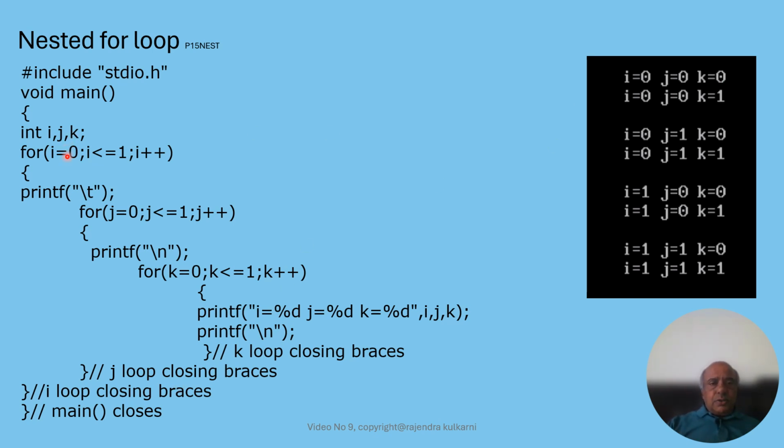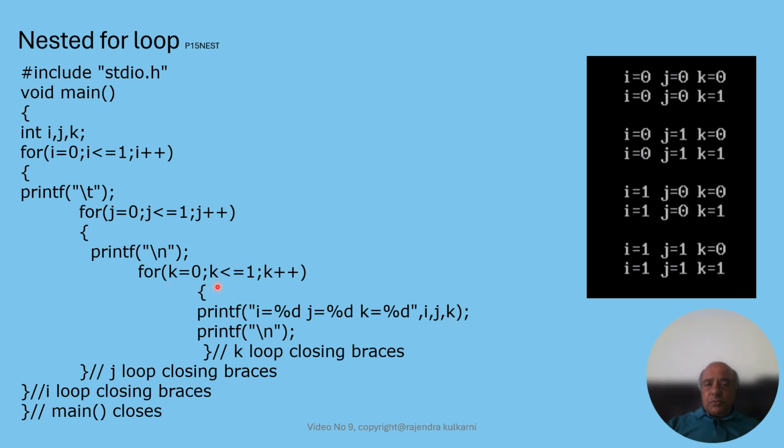First i is equal to 0, there will be a tab, printing a tab giving us a good space between the display of various variables. For j is equal to 0, again a printf new line statement, and for k is equal to 0, this loop will get executed first.